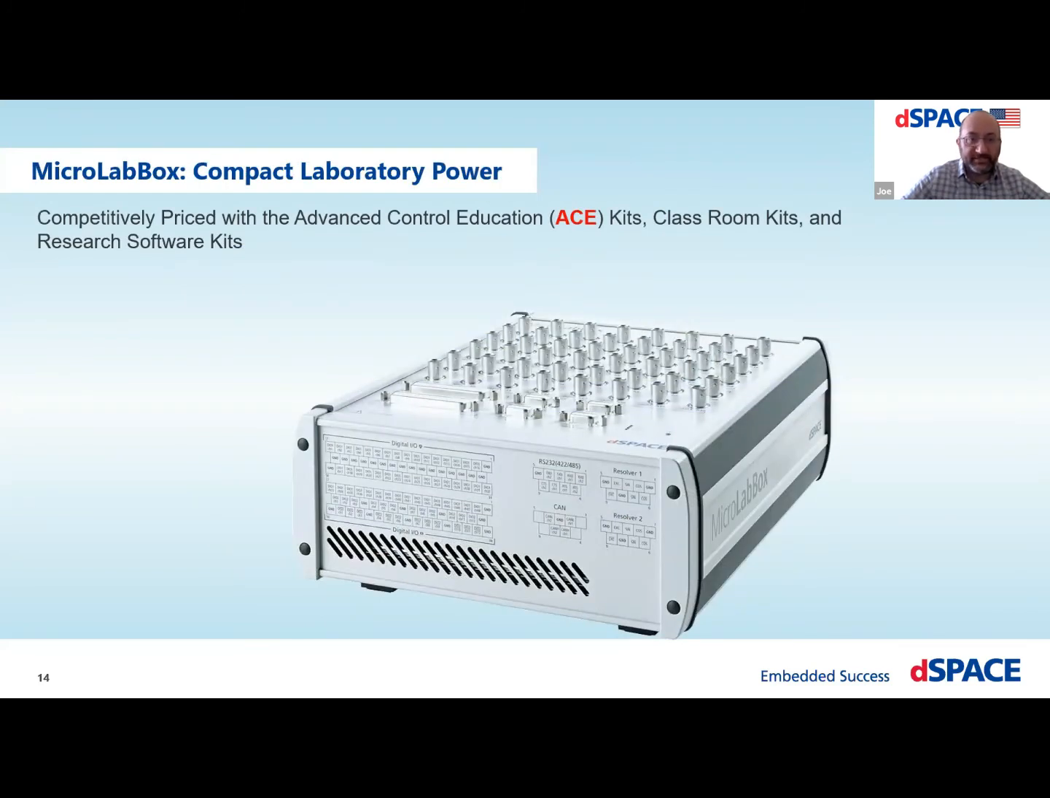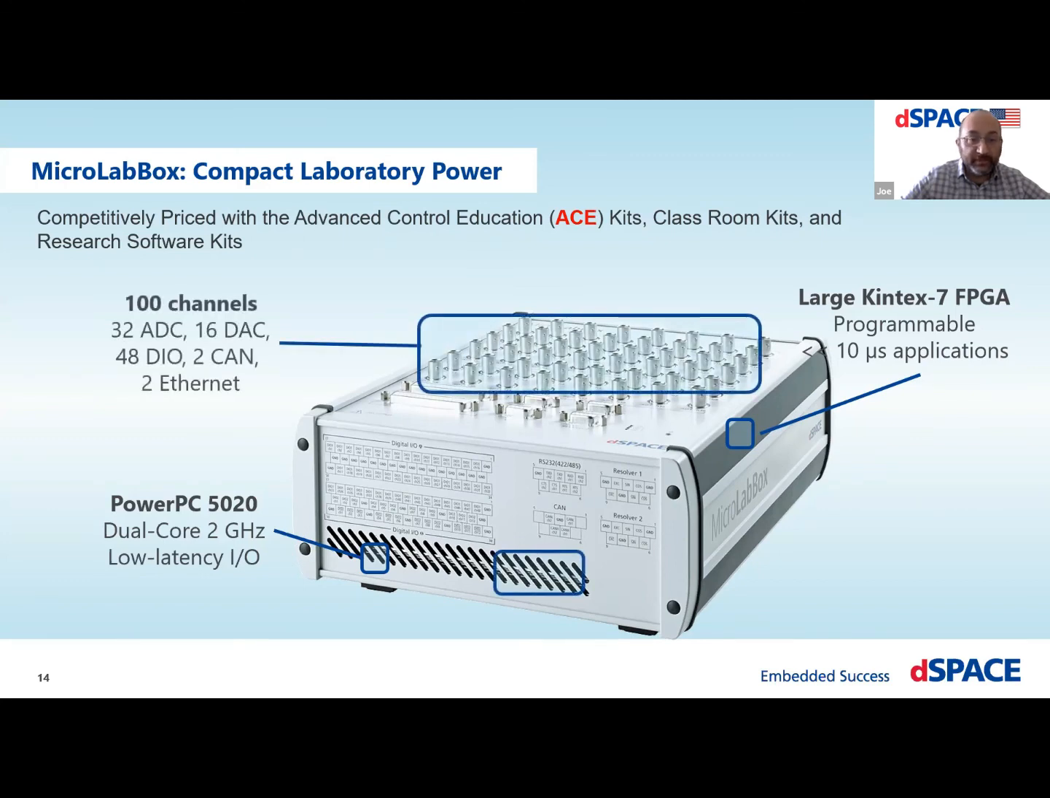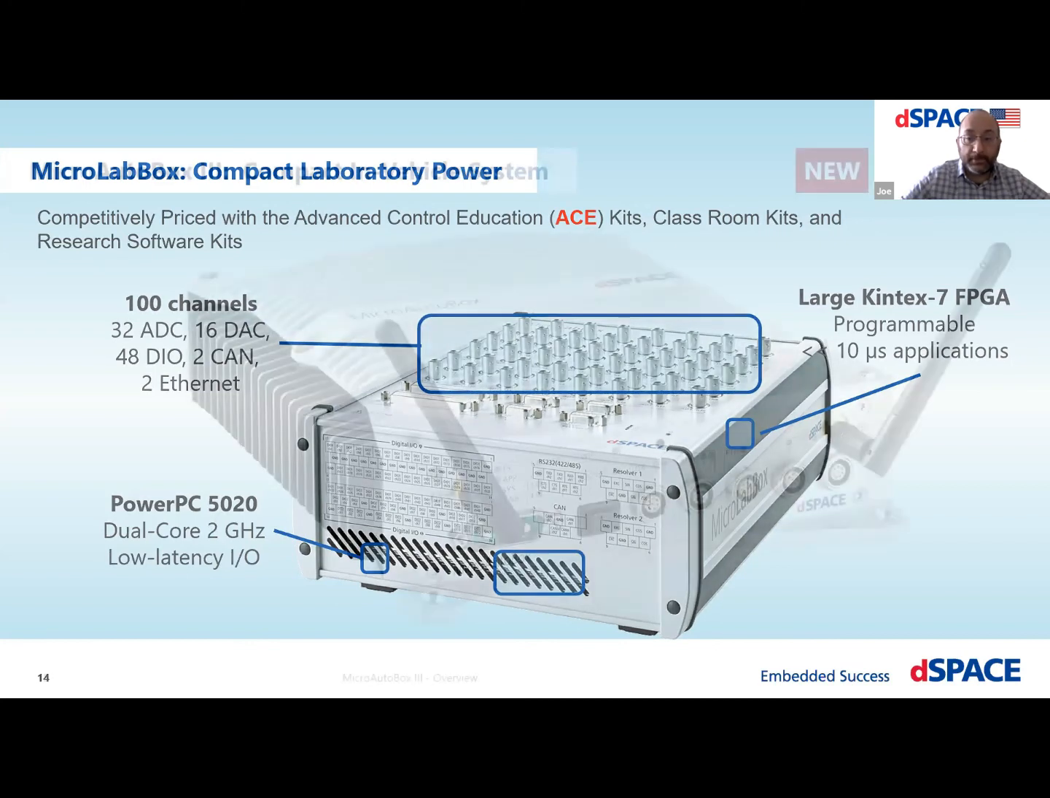The MicroLabBox is a compact lab system. It's very powerful. It has a dual-core 2 GHz PowerPC 5020 as the main processing element. It has a large Kintex 7 FPGA, for instance, for handling all of the I/O, and also available for prototyping at the FPGA level. So you can do what I had described in the previous slide. It's competitively priced for university customers through our ACE kit. So this is a great starter system. It has a lot of I/O, about 100 channels. As you can see, analog inputs, analog outputs, digital I/O, PWMs, 2 CAN buses, and 2 Ethernet ports.